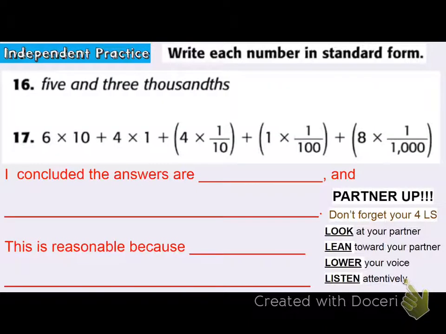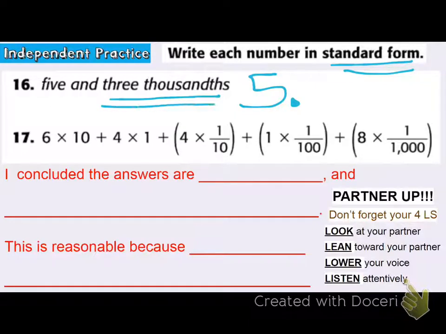All right, independent practice. Write each number in standard form. Again, only digits. 5 and 3 thousandths. Well, I see that and, so that and tells me that 5 is a whole number. It's on that side of the decimal. And then 3 has to be in the thousandths place. Tenths, hundredths, thousandths. I'm going to put my zeros in to hold those places. It's reasonable because 5 and 3 thousandths looks like this in standard form.